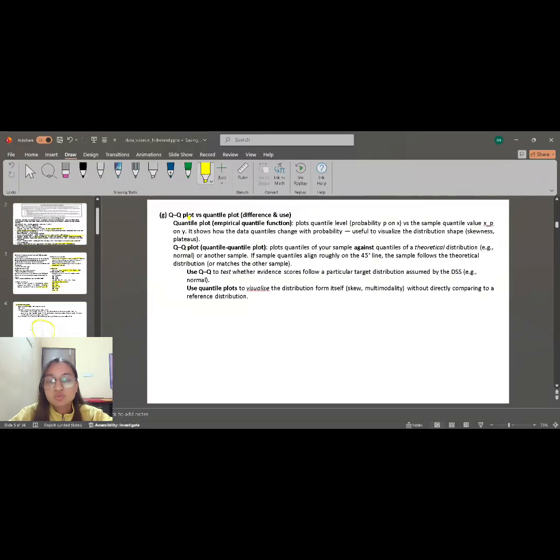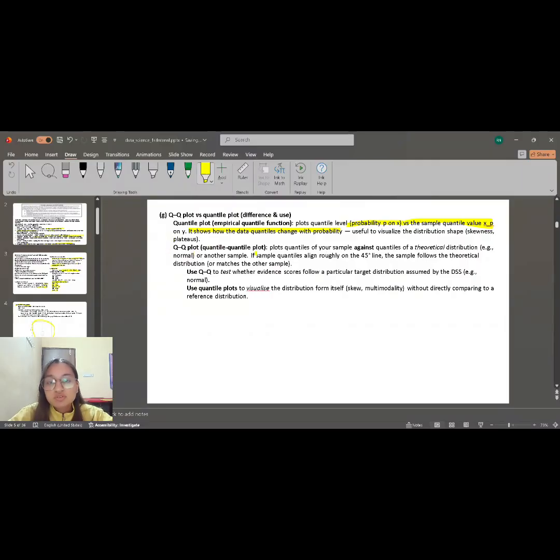Last part is asking for the difference between a QQ plot and a quantile plot. Quantile plot plots the quantile level probability p on X versus the sample quantile value xp on Y. It shows how the data quantile changes with probability. Useful to visualize the distribution shape, skewness, plateaus.